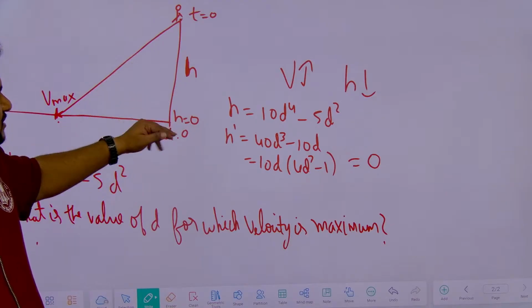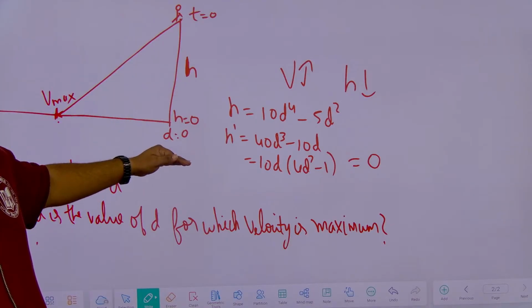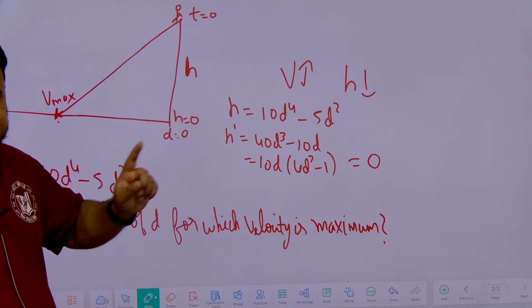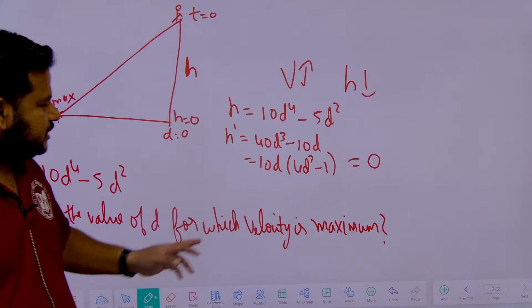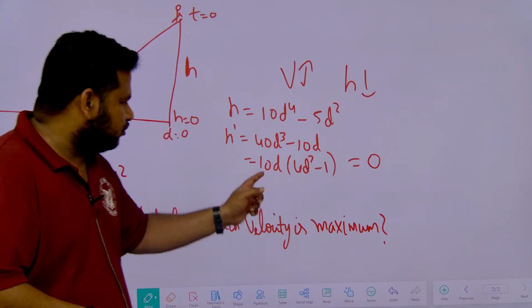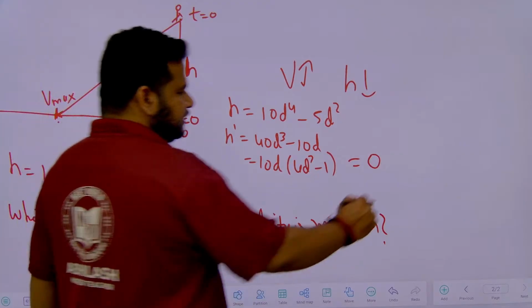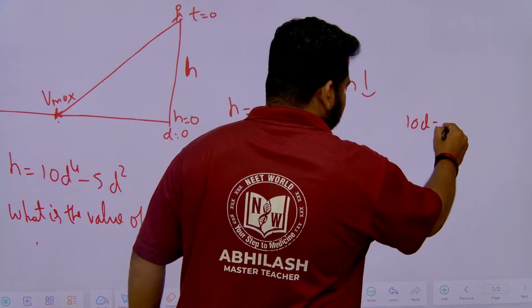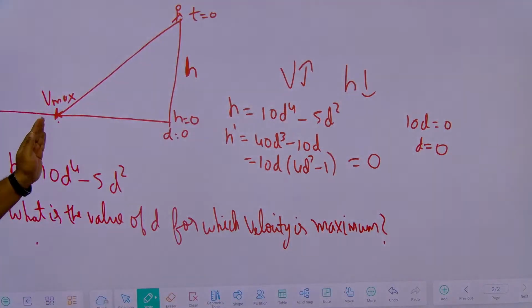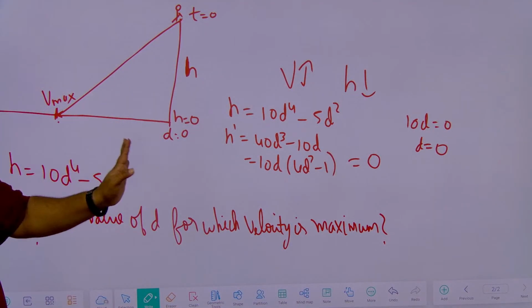By general common sense, it is understood it should be minimum, so you don't have to prove it is minimum. Now only single differentiation is enough. So I will equate this to 0. Now 10 d is equal to 0, so d will be equal to 0. This is not possible. See, he has moved some distance here. d equal to 0 is not an option I can take.